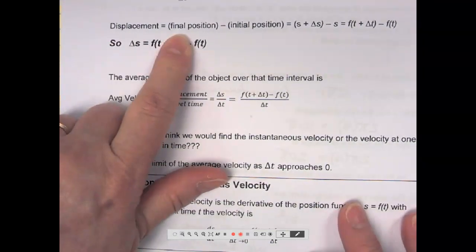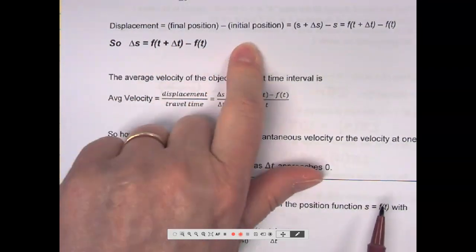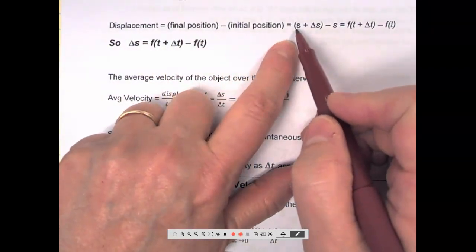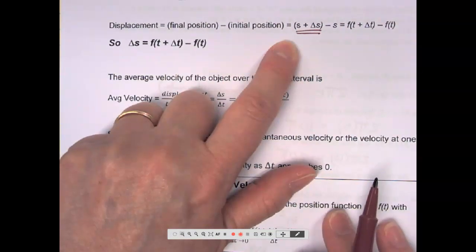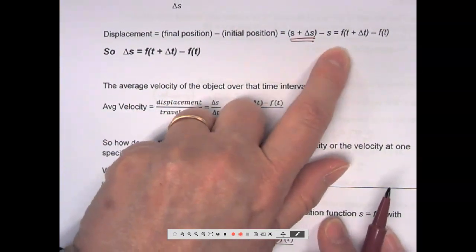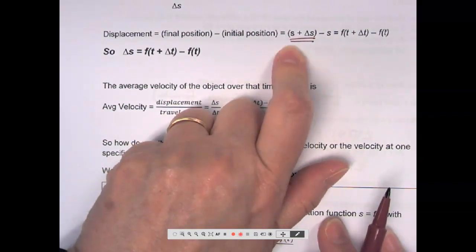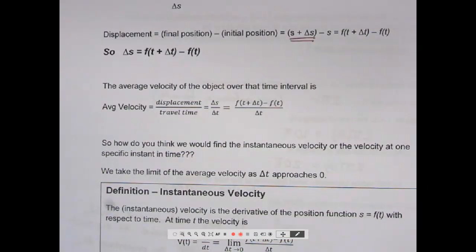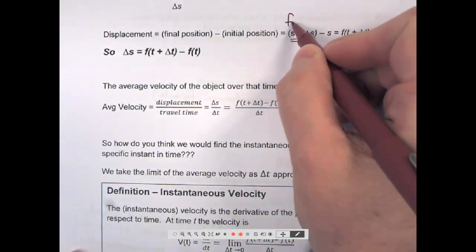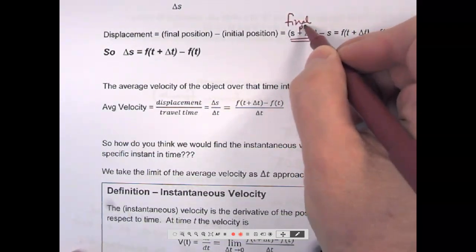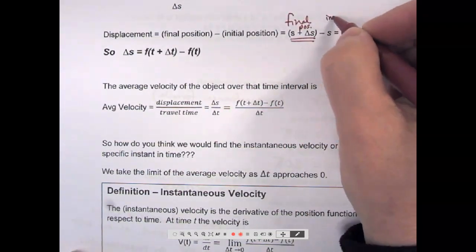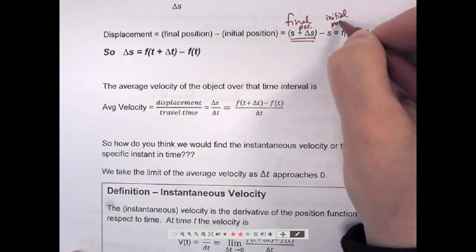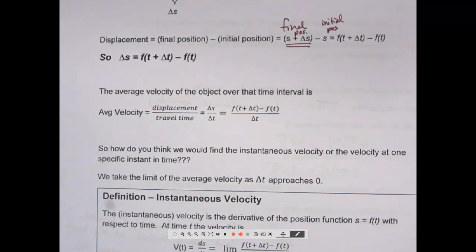All right, so displacement is final position minus initial position. Final position could be written as S plus delta S, minus S. What does that mean? What's delta S? Change in position. Okay, so it's the same thing as where you ended, final position, minus initial position. It's just fancy letters to represent where you stopped minus where you started.